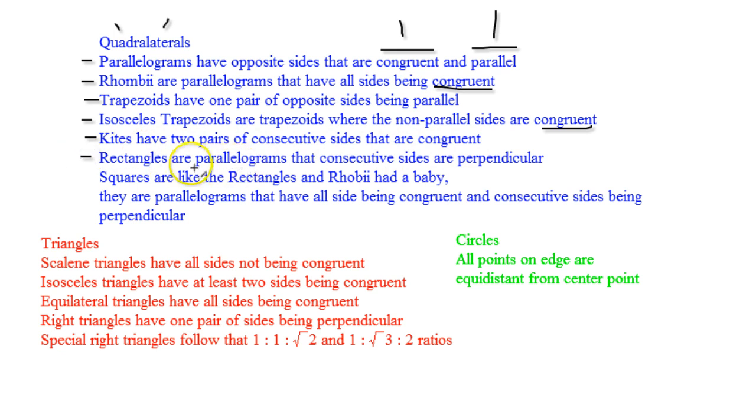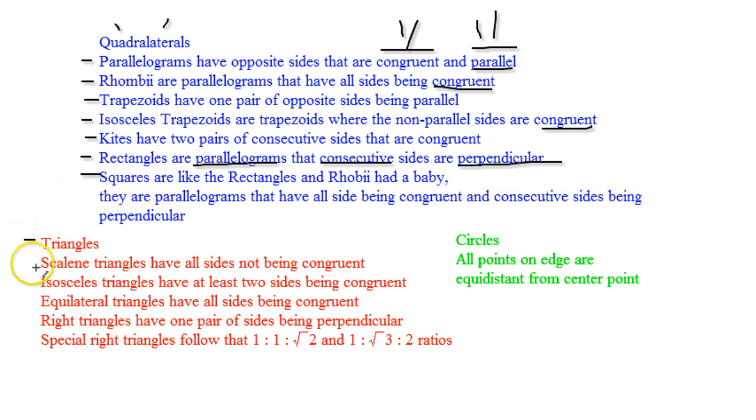Rectangles are parallelograms, so once again, a certain type of parallelogram. So you need to prove opposite sides are congruent and parallel. So rectangles are parallelograms where consecutive sides are perpendicular. So this is going to be a new one. Okay, so opposite sides are going to be parallel, but consecutive sides are perpendicular. Now squares are like the rectangles and rhombi had a baby. They are parallelograms that have all sides being congruent and consecutive sides being perpendicular. Okay, so that's pretty simple right there.